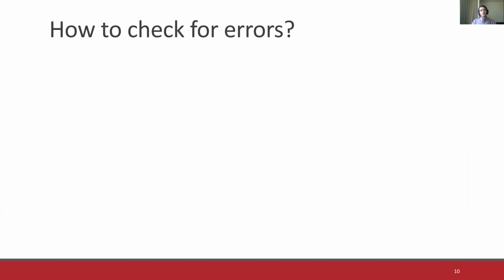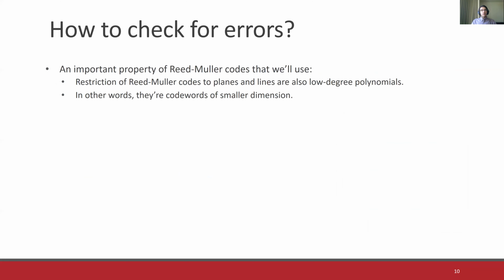So what's special about Reed-Muller codes? There is an important property that we're going to use throughout this work, and that property says that the restrictions of Reed-Muller codes to planes and lines are also low-degree polynomials. In other words, they're codewords of smaller dimension. So we can use these planes and lines to define some local tests.